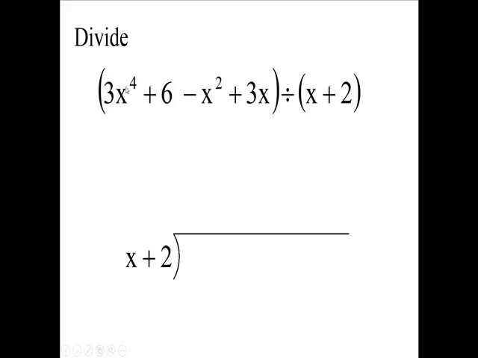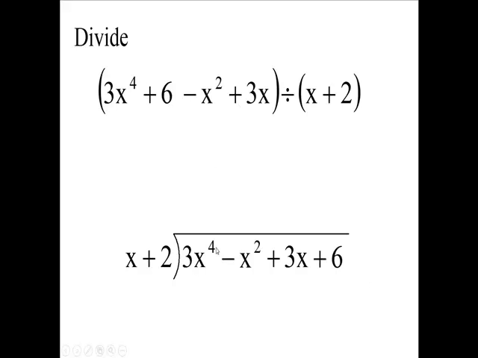And the first term we're going to deal with is 3x to the fourth power. And then we have the x squared term, and then we have our 3x term next. And lastly, we'll have the 6. We'll put these in order.